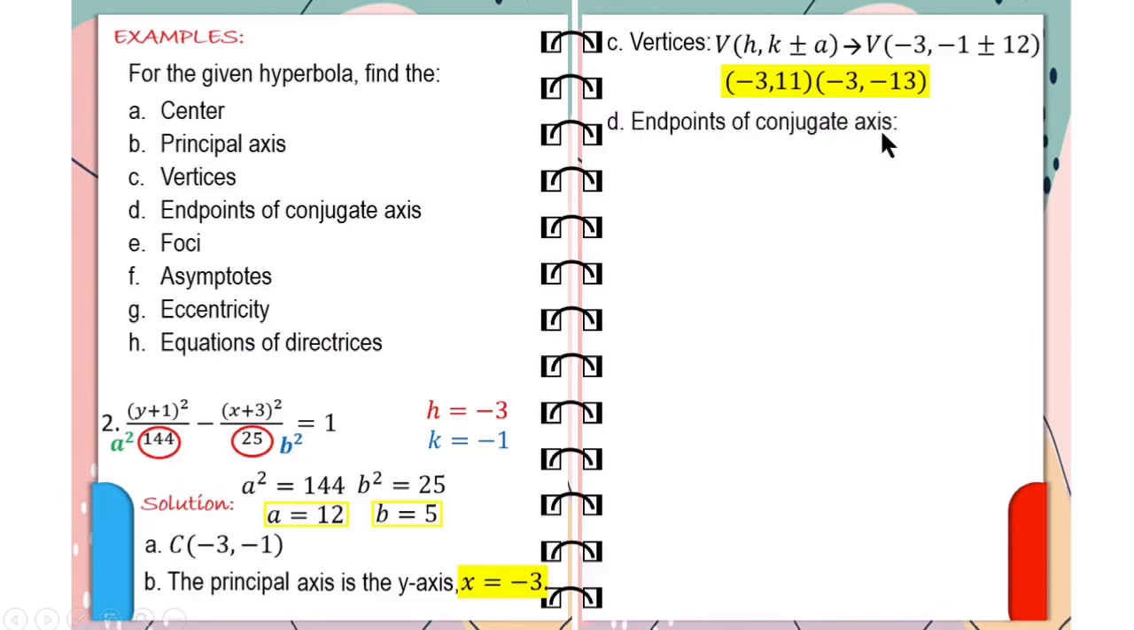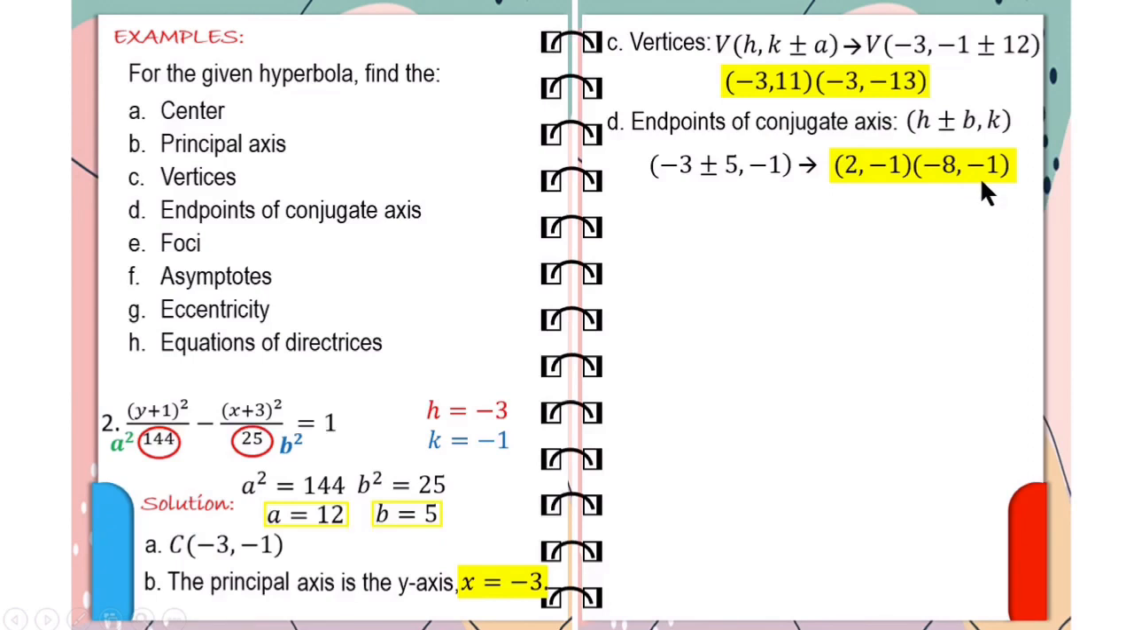While the endpoints of conjugate axis are (h ± b, k), where h is equal to −3, b is 5, and k is −1. So the endpoints of conjugate axis are (2, −1) and (−8, −1). −3 plus 5 is positive 2, and −3 minus 5 is −8. And we copy −1.